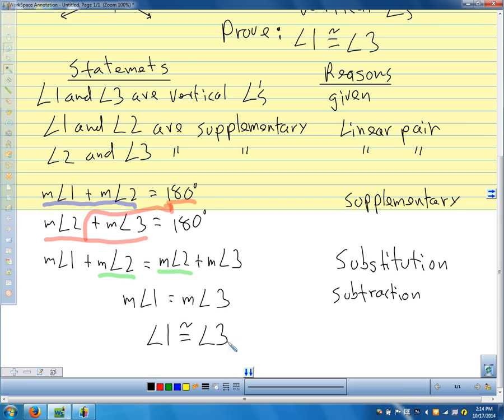Isn't that what congruent means? That their measures are equal? So we could say this is definition of congruent, or we could just say because they're congruent, or because their measures are the same, something. So this, we could say something like definition of congruent. We say they're congruent, we mean that it's the same thing as saying their measures are equal. And we're done.